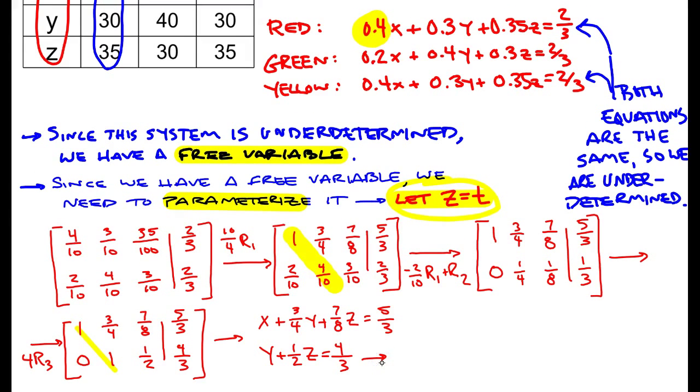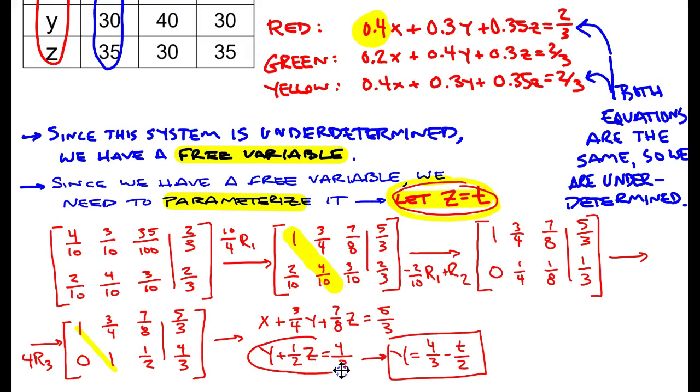Let's start here with y. Solving for y is going to give me 4/3 minus t over 2. And some of you might be wondering, where in the world did t over 2 come from? Well, remember that z equals t. That's a parameter we set earlier in the problem. And when I solve this equation for y, I get 4/3 minus 1/2 z, or t over 2.